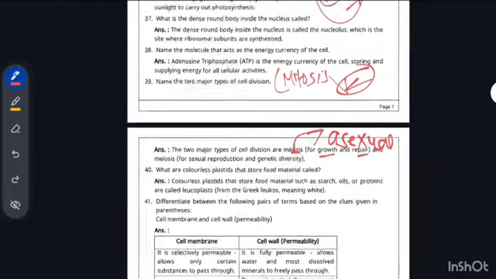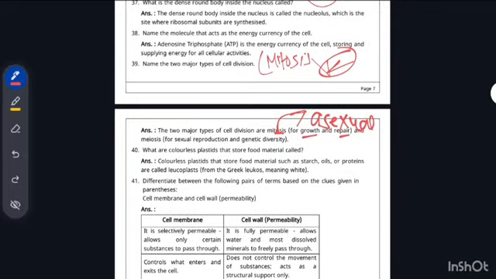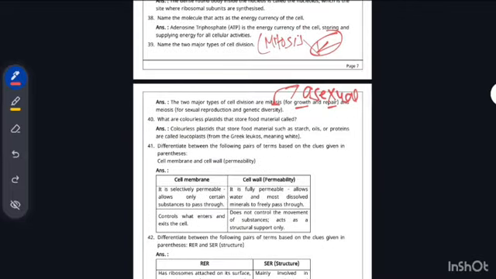Differentiate between the following pairs on the basis of their permeability: cell membrane and cell wall. Look, the cell membrane is selectively permeable, it allows only certain substances to pass through it, so obviously it will control what enters and exits. Whereas the cell wall is fully permeable, right? It allows most of the substances to pass through, meaning it does not control.